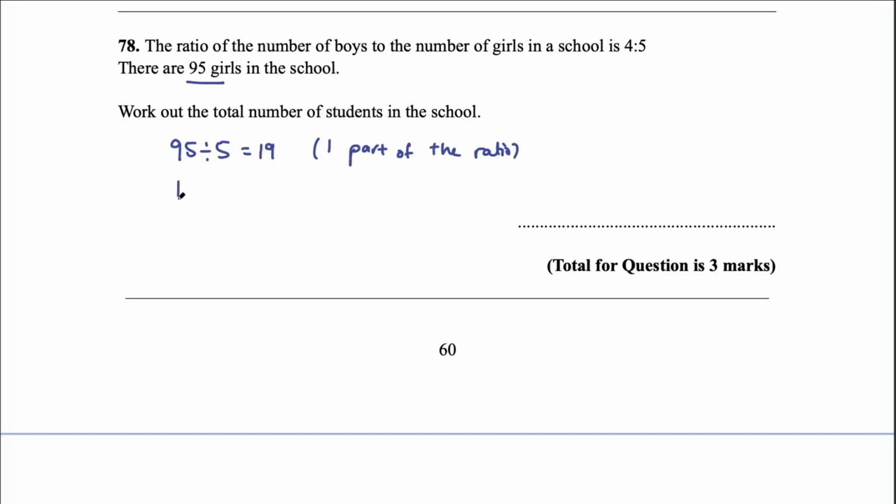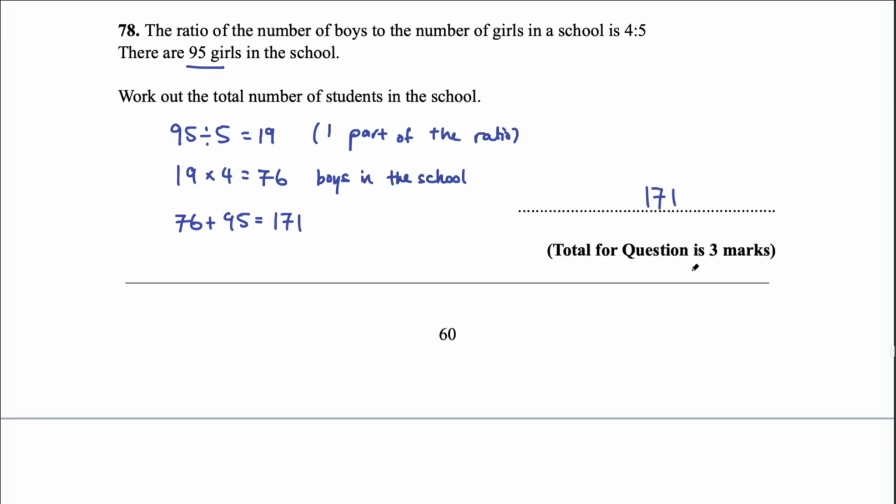So then to find 4 parts, we would do 19 times 4. That's 40 plus 36, that's 76. And then therefore we have 76 boys in the school. And remember the question says work out the total number of students in the school. So now we want to do 76 plus 95. That's like 100 plus 71. That's 171. For my final answer there for question 78 for 3 marks.